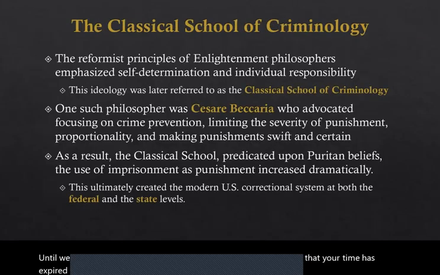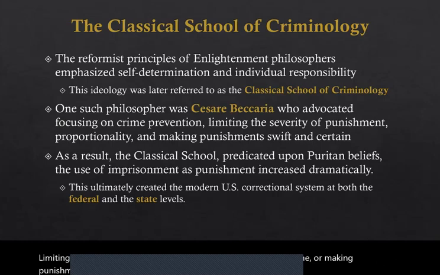So that brings us to the classical school of criminology, right? Now, we've talked about this before. The reformist principles of the Enlightenment philosophers emphasized self-determination and individual responsibility. This ideology was later referred to as the classical school of criminology. One of the most famous philosophers, the father of modern criminology, Cesare Beccaria, advocated focusing on crime prevention, limiting the severity of punishment, proportionality, and making punishments swift and certain.